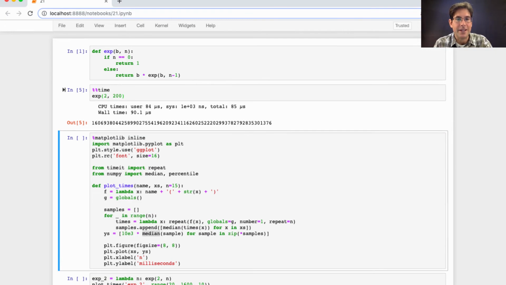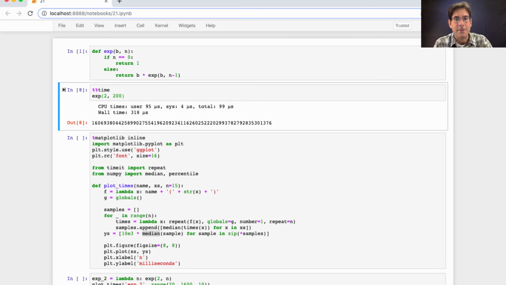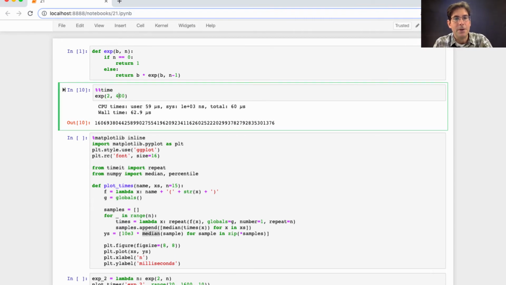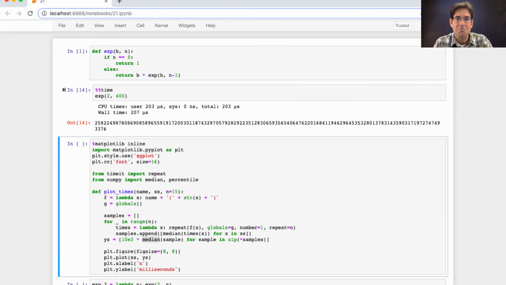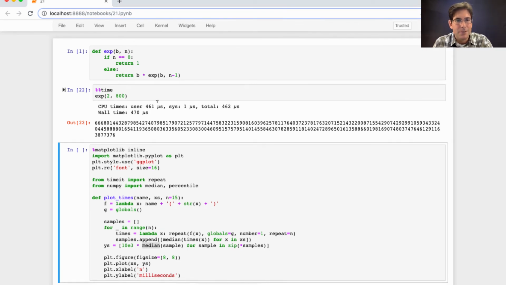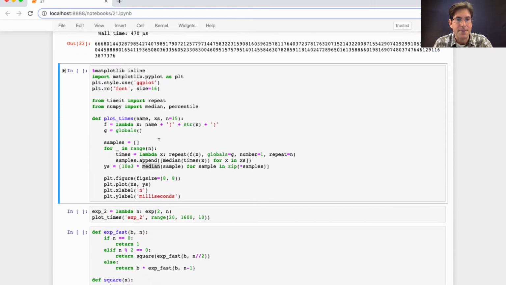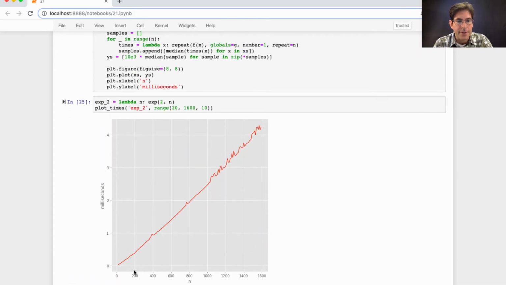But if I run it again, I'll get a different number each time. So if I run it a bunch of times, I see it hovers around 100 microseconds. 2 to the 400th power tends to hover around 200 microseconds. Running it a bunch of times this way is inefficient, so I've written some code to run it a bunch of times, using the built-in timeIt module, which can repeatedly call something, and in this case we're going to compute the median time that it takes to execute some line of code. And here's the result. 2 to the 200th power takes a little less than half a millisecond.